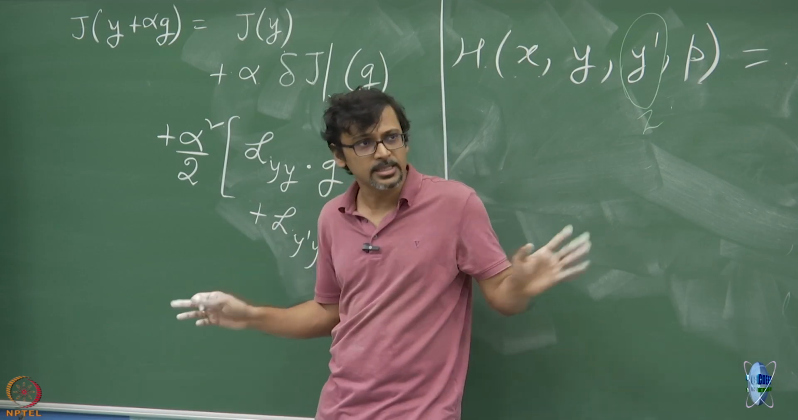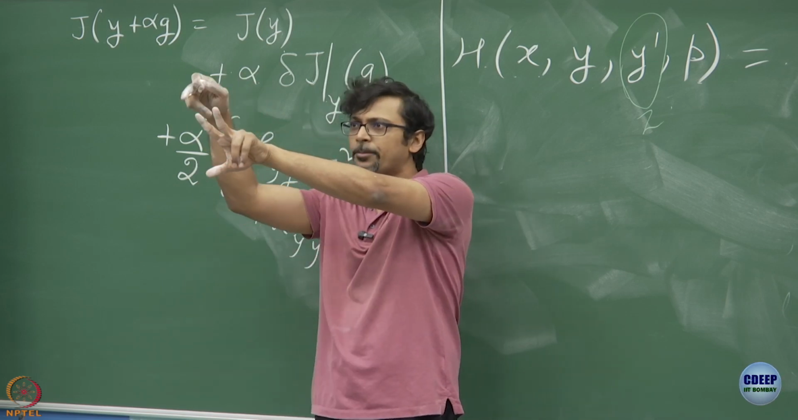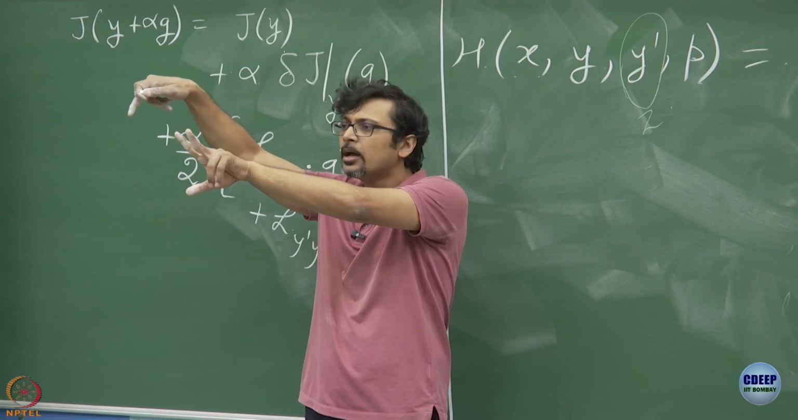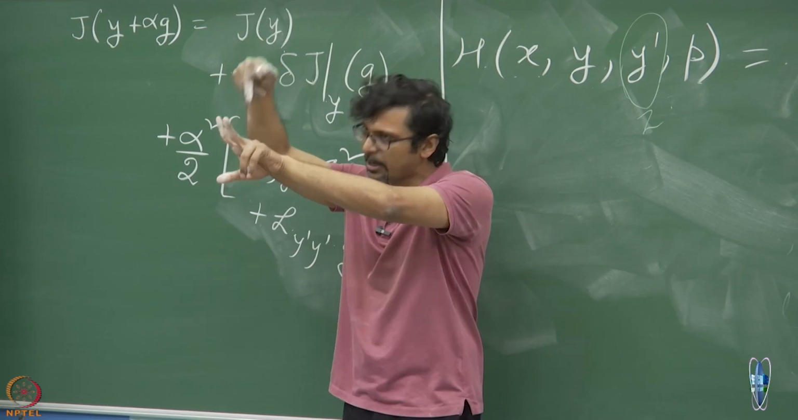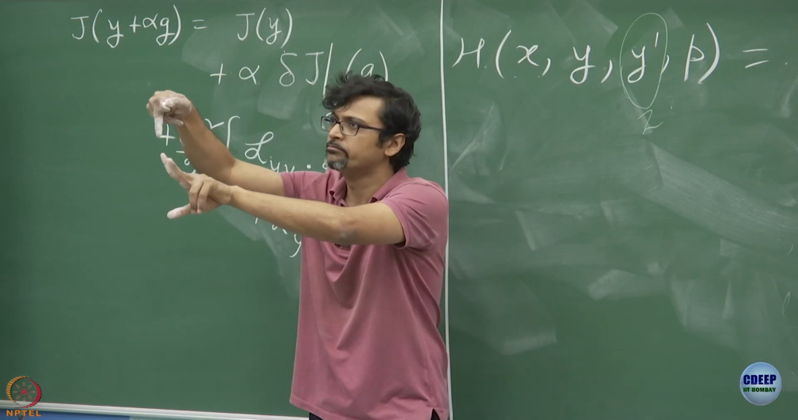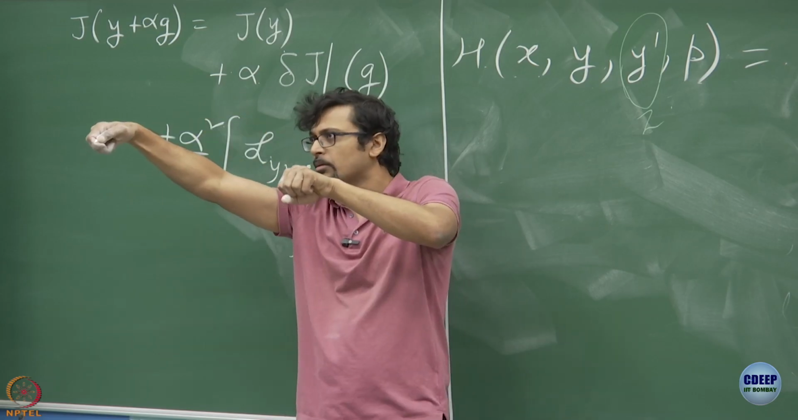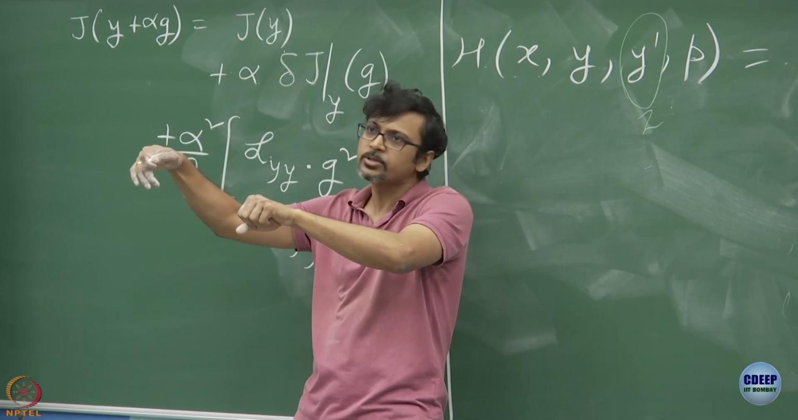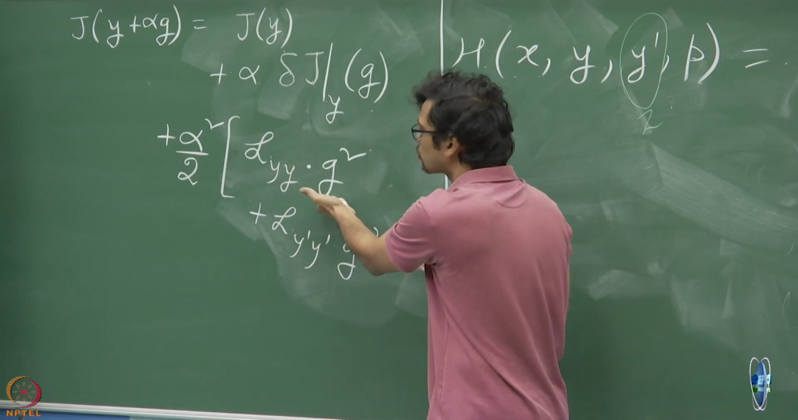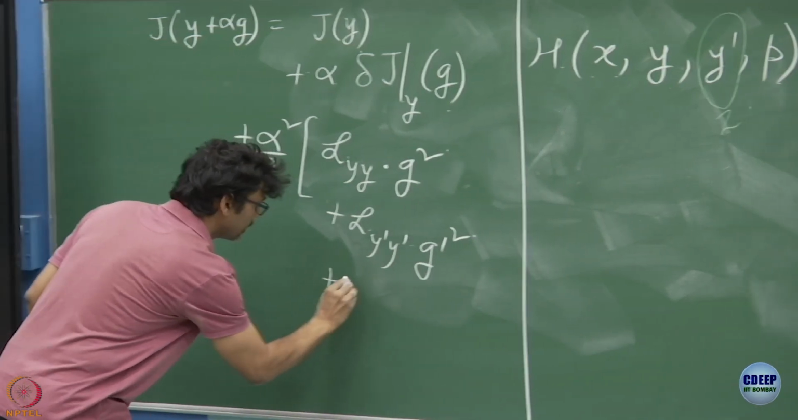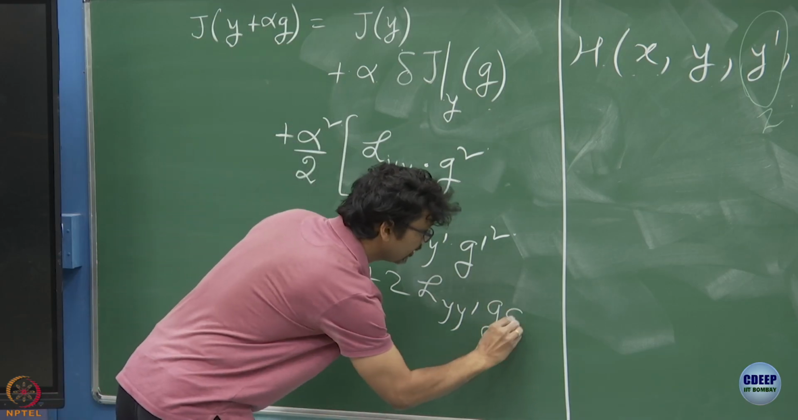Is everyone following this? This is just expansion in terms of alpha. Alpha appears in two of the arguments out of three, x, y and y prime, out of which x is not affected by alpha, y is affected by alpha because y gets replaced by y plus alpha g, y prime is affected by alpha because y prime becomes y prime plus alpha g prime. So every time you differentiate with respect to alpha, whatever multiplies it has to come out. Depending on whether it's g or g prime, something or the other comes out. One is already existing in the first variation, that's why it's a square. So you have plus 2 Ly y prime g g prime.